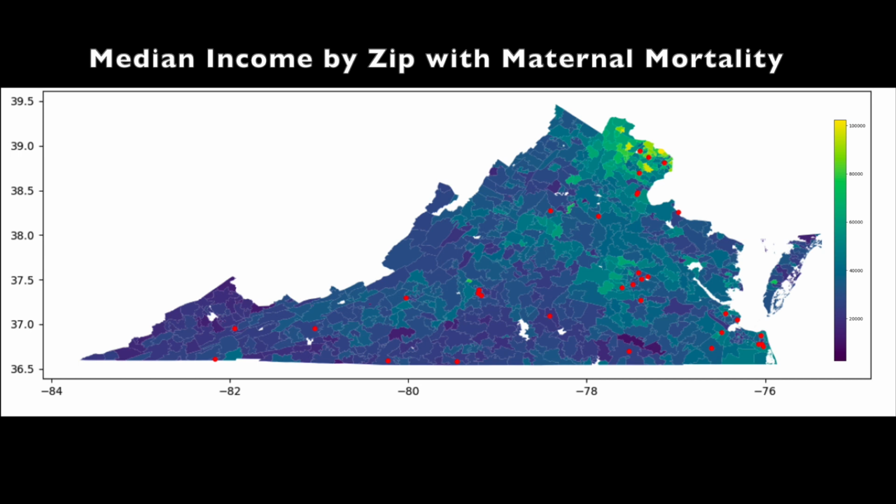We also noticed that they weren't just happening in either rural or urban areas. As you can see, there are clusters in Northern Virginia, Richmond, and the Norfolk area, as well as a bunch of maternal deaths scattered throughout the more rural western part of Virginia.